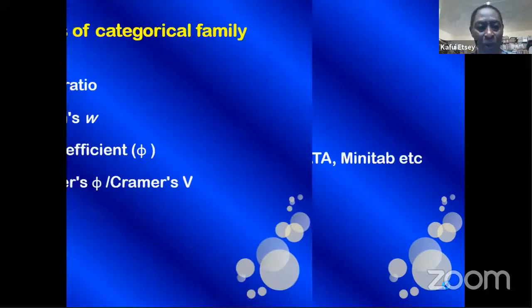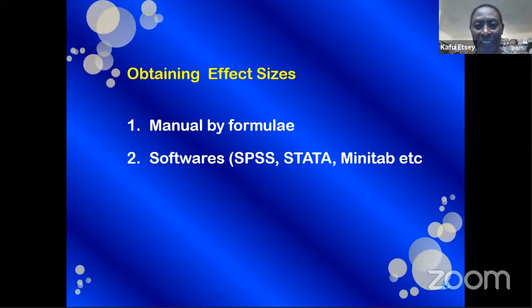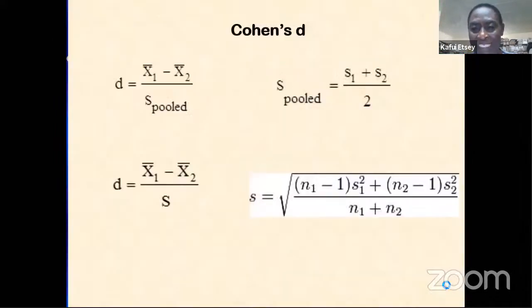Now, how do we obtain effect sizes? Generally, there are 2 ways. You can do it manually by using the formula, or you have several software packages. You ask the software for the one you want, and it will produce it for you. For example, SPSS can give you effect sizes. Stata can give you effect sizes. Minitab can give you effect sizes. And there are several of them. So whatever software you are very familiar with, study the software and find out how effect sizes are produced from that particular software. Manually, you can calculate them yourself. Where the software cannot produce the effect size that you want, you can obtain it by doing your own calculations. So let's look at some of the calculations.